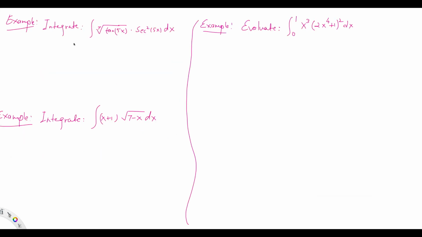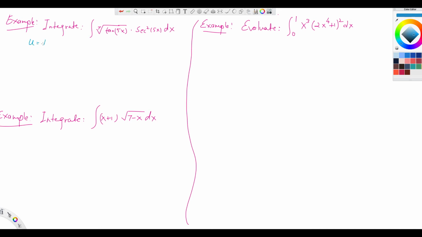So let us do some more examples on integration by substitution. Can you guess what should be substituted as u? Is it the secant or the tangent? I would say tangent. Why is that? Because the tangent is inside the root. So let's say u equals tangent 5x.